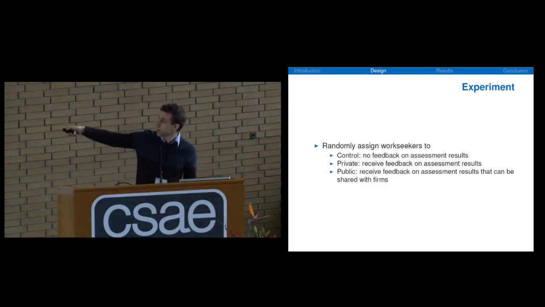So the core idea is that comparing the control and private groups tells us the effect of eliminating supply-side information friction, so giving work seekers alone better information about their skills. Comparing the private and public groups tells us the additional effect of allowing those work seekers to signal those skills to firms. This is not directly changing the information sets firms have. It's giving work seekers the option of changing the information set firms have. So it's possible that work seekers, particularly those who obtain low assessment results, may not choose to share these results with firms. So this comparison is going to capture a mix of alleviating demand-side information frictions, but also the endogenous choices of work seekers about what information to convey.